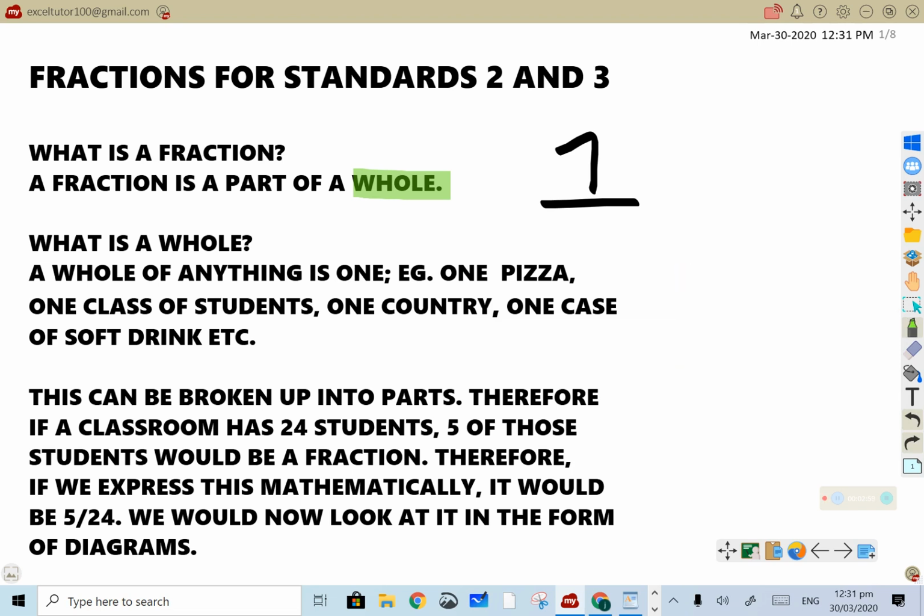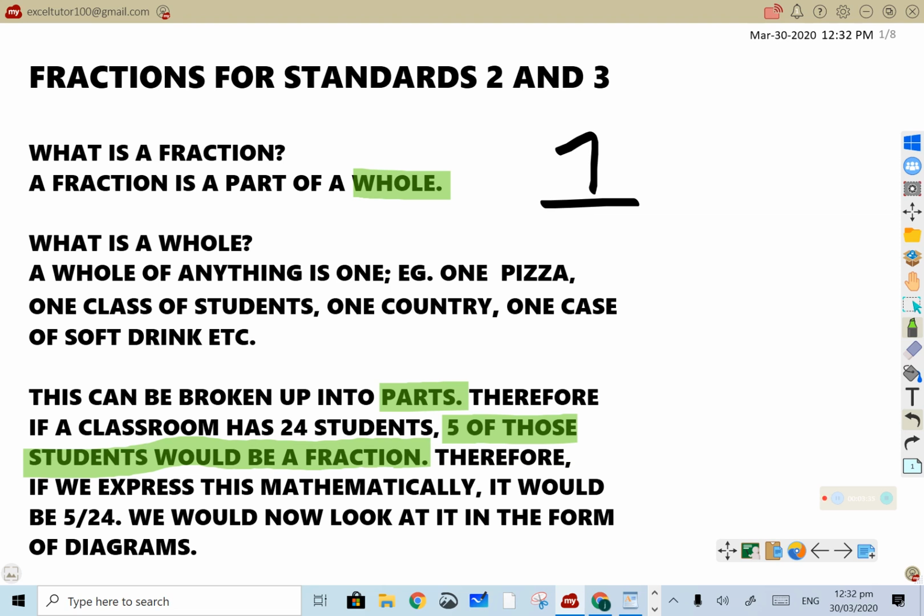So therefore, a fraction is a relationship between parts and a whole. Therefore, if a classroom has 24 students, 5 of those students will be a fraction. Okay, so 5 of those students from your class. Now I don't know how many students your class has, but any amount that you select or indicate from the classroom, that would create a fraction.